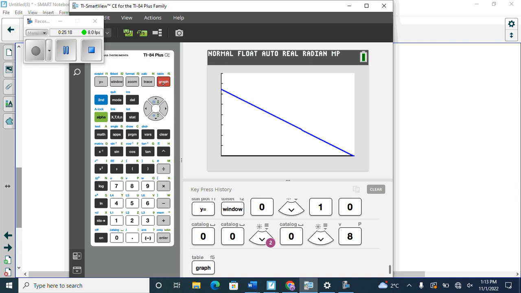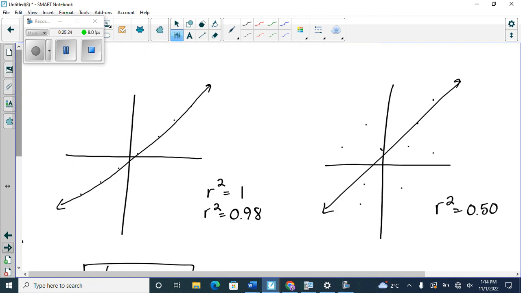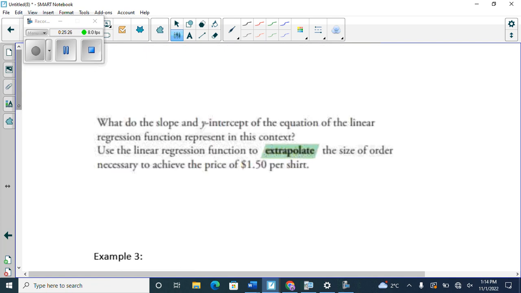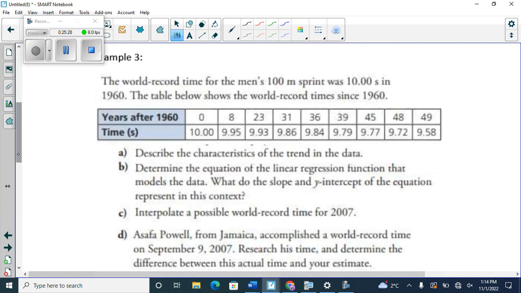Okay, we're moving on. Let's look here. We're going to example 3. Example 3 talks about the world record time for the men's 100-meter sprint was 10 seconds in 1960. So the year 1960 is represented by 0. And this one says linear regression. So we're doing linear regression again. We're not answering any of the questions. That's for tomorrow. I just want you to get a linear regression.